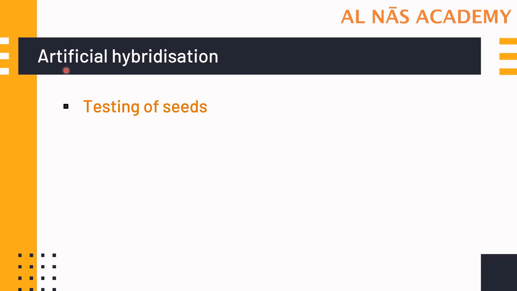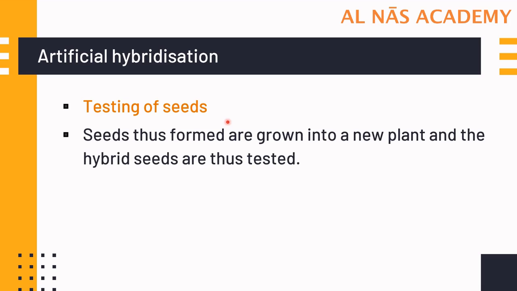The last step in artificial hybridization is testing of seeds. So the seeds thus formed are allowed to grow into a new plant, and hybrid seeds are thus tested, and if we get our desired characters, that means that we have succeeded in the entire process of artificial hybridization.